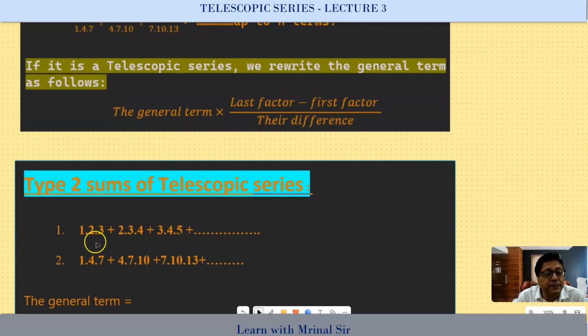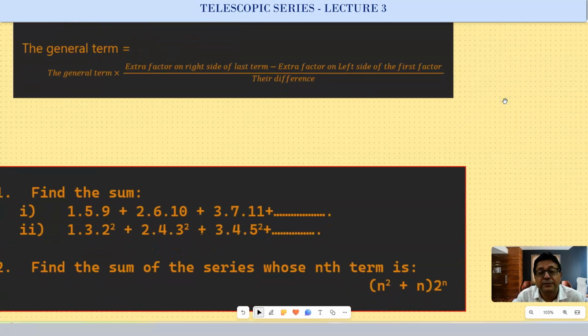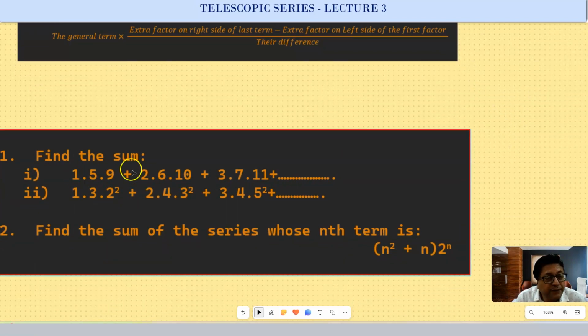Similarly, when a product of terms is given, there also the first terms will be in AP, and they are in the same AP as the given AP, like 1, 2, 3, 4, 5. Here it is 1, 4, 7, 10, 13 and these first terms are also in AP. But in today's class, I'll be discussing the type of sum where you find the first terms in AP but not in the same AP as in the given term.